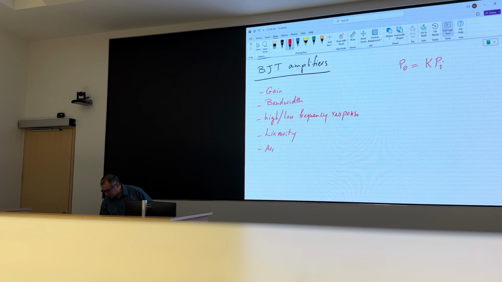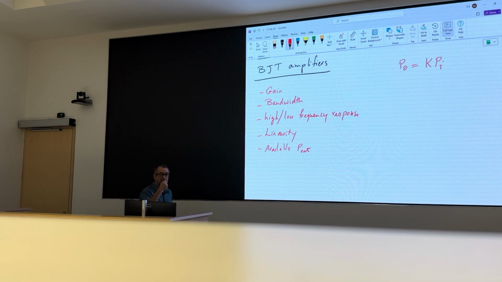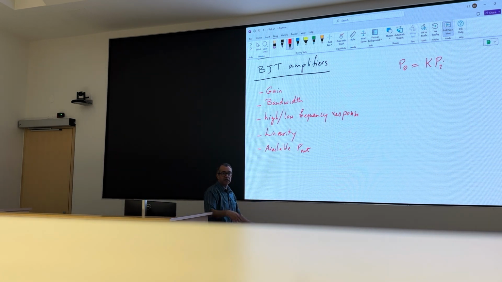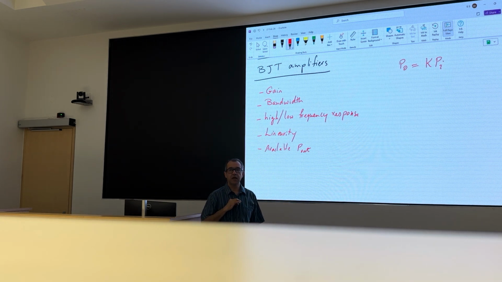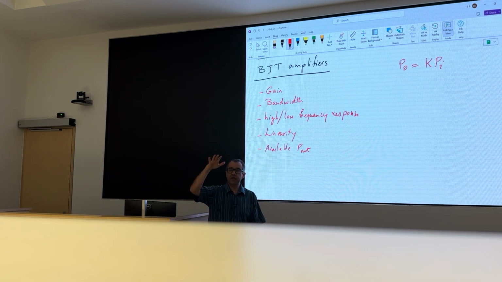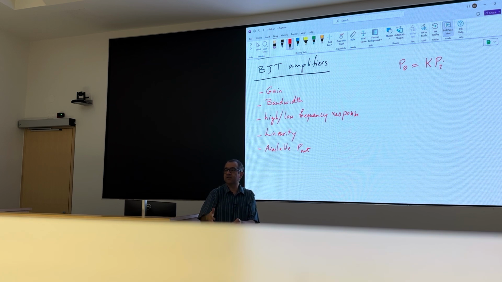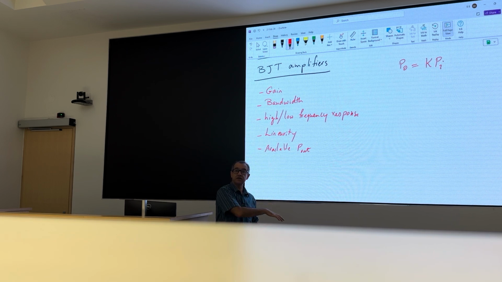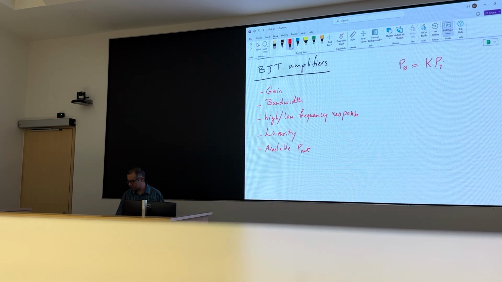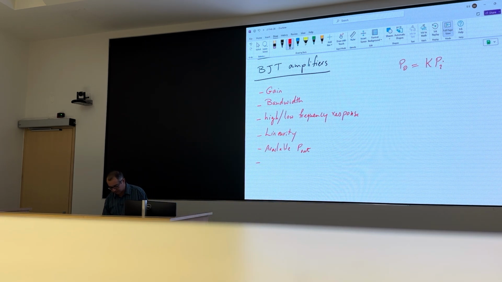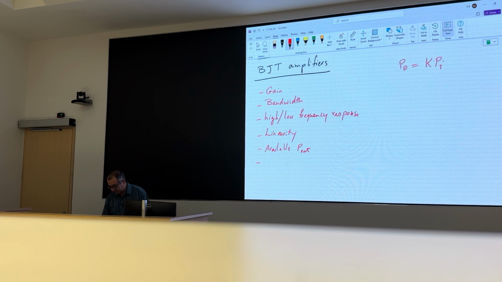Available power at the output. So I can make an amplifier with a gain of 100, but I cannot use the same amplifier to drive a big speaker or a small speaker. They require different amounts of power. I need to use different types of amplifiers for the same gain, but the load is demanding different types of drivers. What else? Let me see.